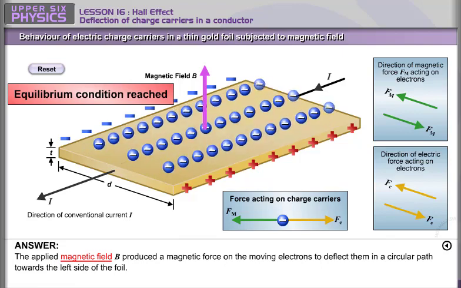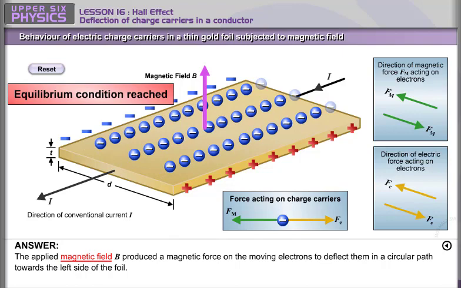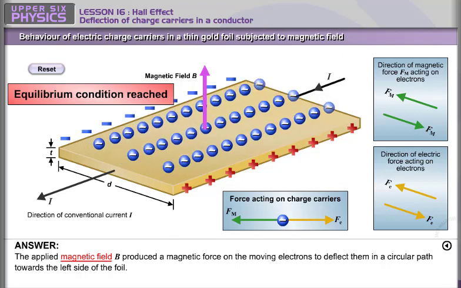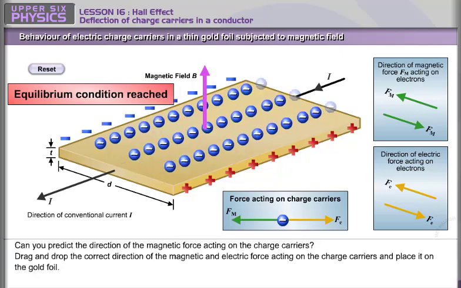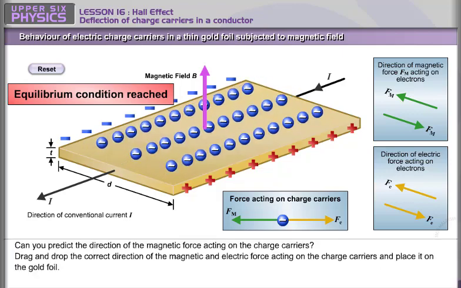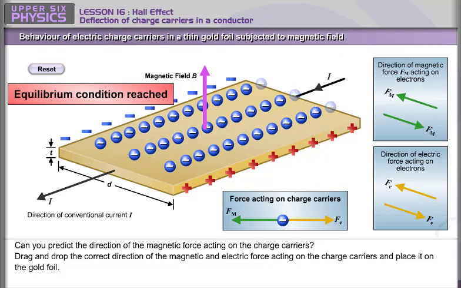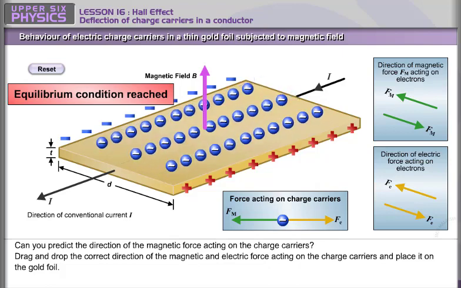Answer. The applied magnetic field B produced a magnetic force on the moving electrons to deflect them in a circular path towards the left side of the foil. Can you predict the direction of the magnetic force acting on the charge carriers? Drag and drop the correct direction of the magnetic and electric force acting on the charge carriers and place it on the gold foil.